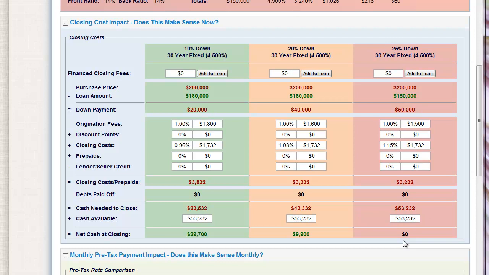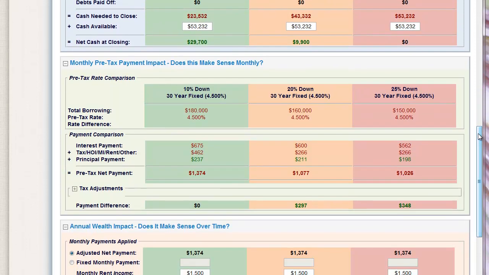Now I'm doing a nice job of showing the financial impact at closing. That's the first thing. Second thing I want to do is show the cash impact. If I only put 10% down, my pre-tax payment is going to be $1,374 per month. Okay, and I use pre-tax on investment properties because they're treated differently from a financial standpoint. You have depreciation, so I tend to use pre-tax for this scenario.